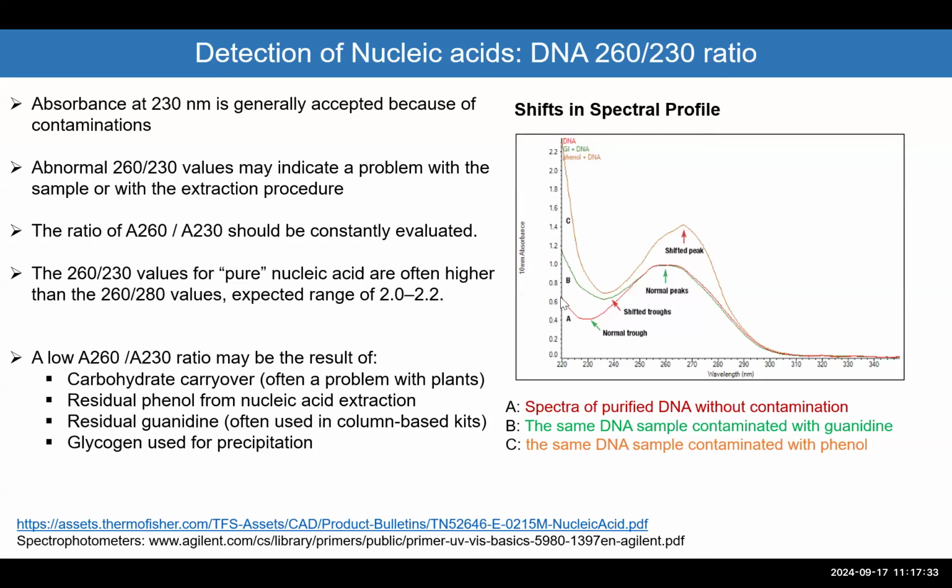In red, you have a very nice curve where it starts lower than the top of the curve, and the peak is 100% at 260. So that is a DNA that is not contaminated. It's the A. And B in green, you have a curve that starts higher than the top of the peak. And this is typically guanidine.